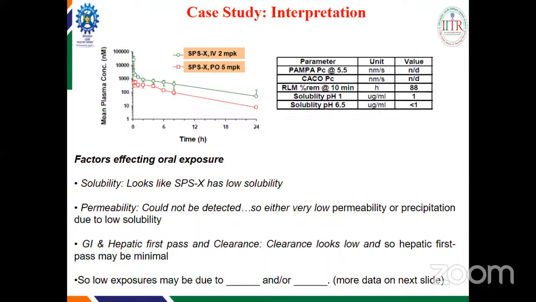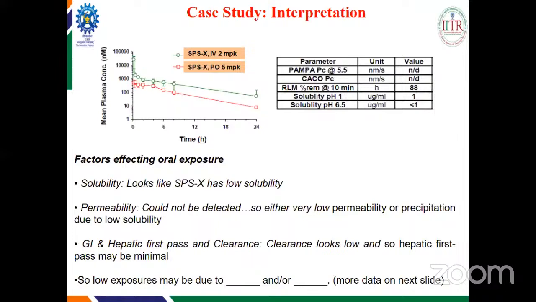As I told you, compound bioavailability can be affected by solubility, stability, permeability, and clearance. So the first thing we did was determine the solubility of the compound. From the solubility experiment, we came to know that the solubility of the molecule is very low. So we thought solubility could be the factor for its low bioavailability. We could not determine its permeability because solubility was so low, so we couldn't do the in vitro permeability experiment. But we did the clearance experiment, and we know the compound is a low clearance compound, so clearance cannot be a reason. So the reason could be either solubility or permeability.